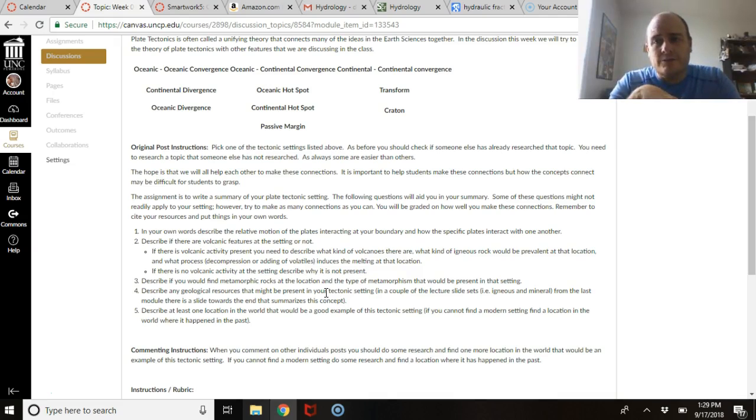Okay. The last one is important. I want you to describe a location in the world where would be a good example of this tectonic setting. If it's active, if there's one actively like that in the world, then you would say it. If there's not one that's active, you say a past one. Okay. Usually I think all these have a good example of an active one, but there are other good examples of past ones too. Okay.